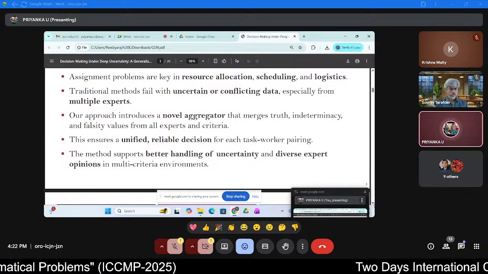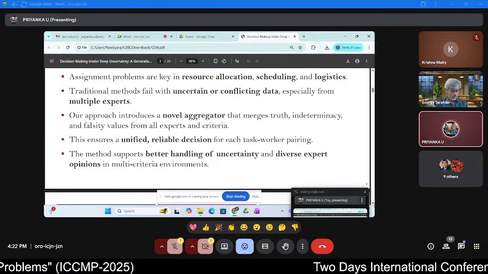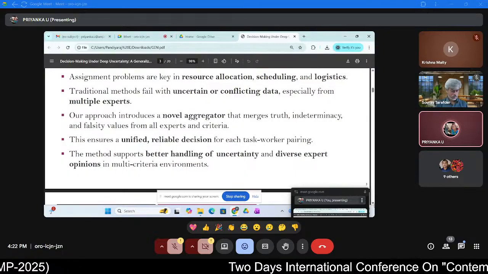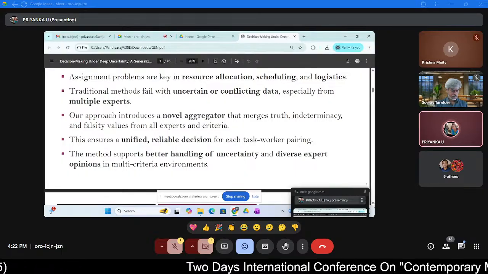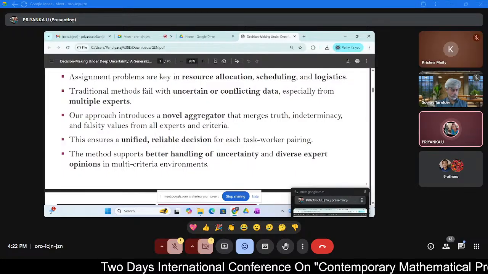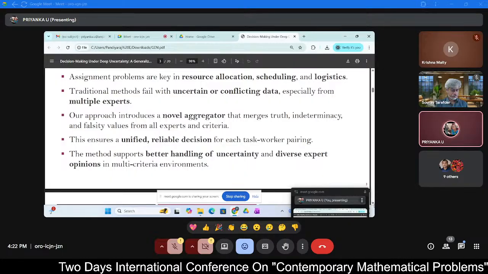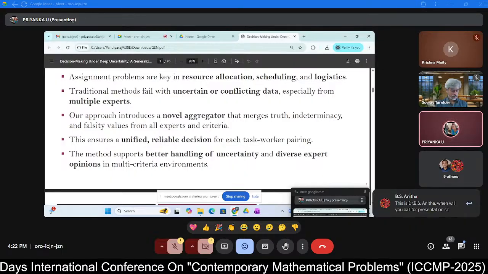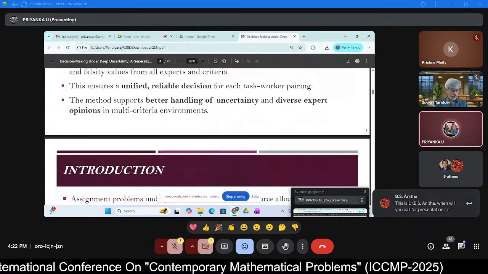Traditional methods fail with uncertain or conflicting data, especially from multiple experts. Our approach introduces a novel aggregator that merges truth, indeterminacy, and falsity values from all experts and criteria. This ensures a unified, reliable decision for each task-worker pairing. The method supports better handling of uncertainty and diverse expert opinions in multi-criteria environments.